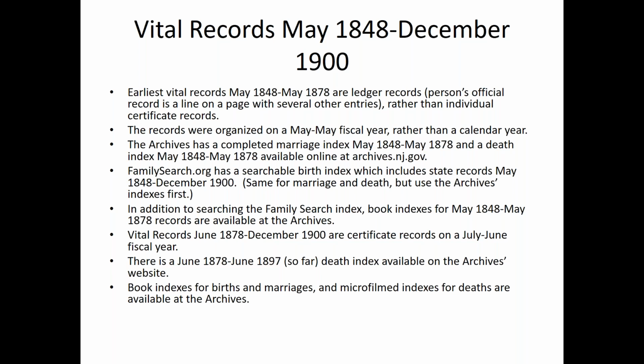Now, Family Search has the searchable birth index from May of 1848 to December of 1900. They also have the marriages and deaths as well, but because you can order the records straight from the indexes on the State Archives site, always go to the State Archives site first if you have a marriage or death event that occurred within these time frames. In addition to searching the Family Search Index or the online indexes, the archives has book indexes from May of 1848 to May of 1878.